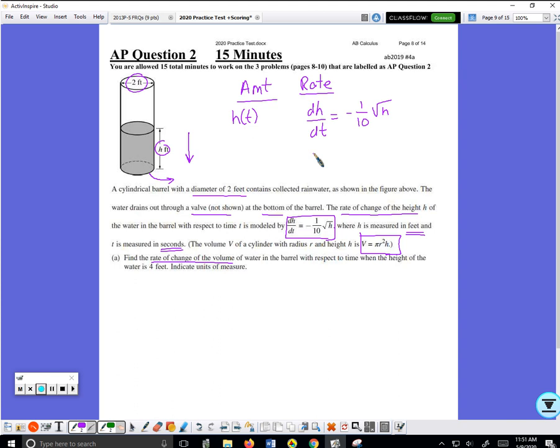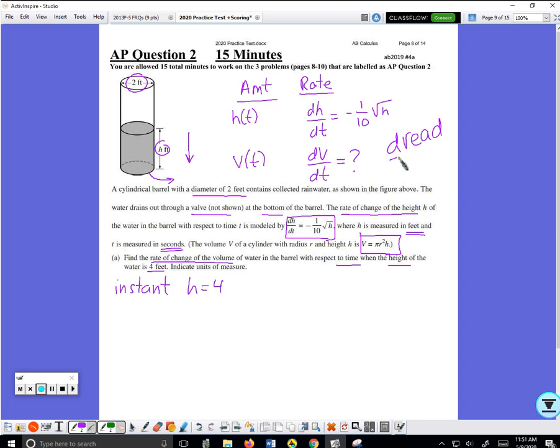So they want me to find dV/dt, which means I need to be paying attention not only to the rate of change of the volume, but the volume itself. It's looking like a related rates problem. With respect to time, that's crucial. Read slow: when the height is 4. The height is not always 4, but there will be an instant when h equals 4. That's the instant we're interested in.